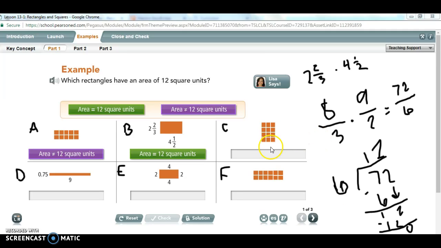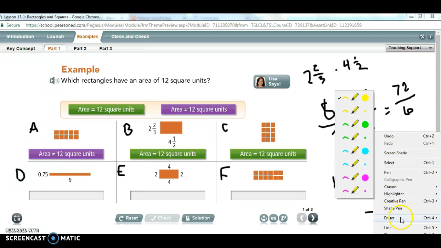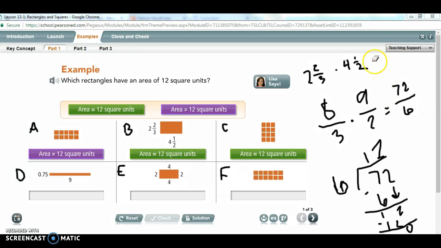For C, we have 3 times 4. 3 times 4 is 12. Our next one is another tricky one, so I'll write it out for you. Let me erase this work.